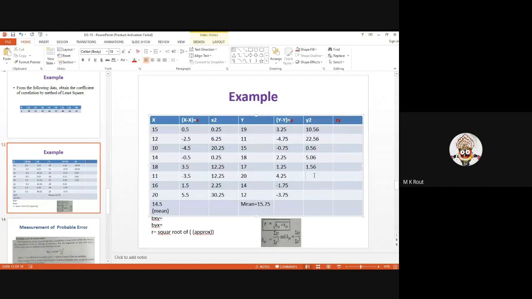In case of the square of 4.25, how much? 18.06. Next one, 1.75, so 3.06. And in case of the last one, 14.06. And after that, calculate x into y. Better we calculate it. You take your time.